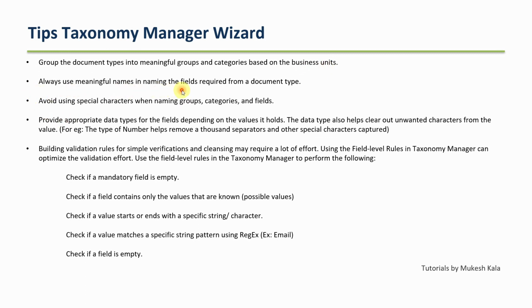Always use meaningful names in the fields required for each document type. As an experienced developer, you should understand that if I simply write ABCD, nobody would understand. It's good to always use a proper naming convention. Avoid using special characters when naming groups, categories and fields. You could put an underscore, but if you just keep it simple, it would be easier for you to do the automation, but avoid using special characters.